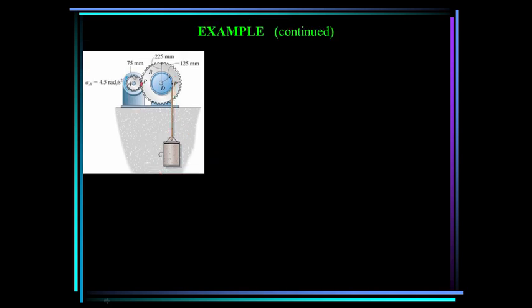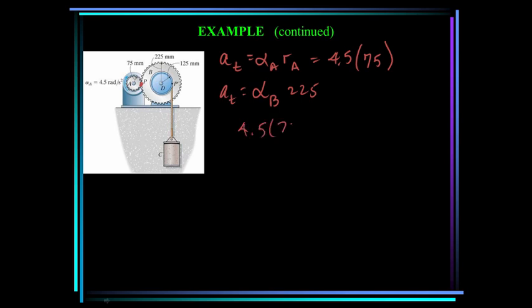So at this point P, where gears A and B mesh, they're going to have the same speed and tangential component of acceleration. So therefore we can say that tangential acceleration is equal to alpha A times R A. And alpha A is 4.5 radians per second squared times R, which is 75 millimeters. And likewise, we can say that the angular acceleration of gear B times its radius, which is 225, is also the tangential acceleration. So we can set those two equal to each other and relate the angular accelerations of gears A and B. So 4.5 times 75 is equal to alpha B times 225. So the angular acceleration of gear B is 1.5 radians per second squared.